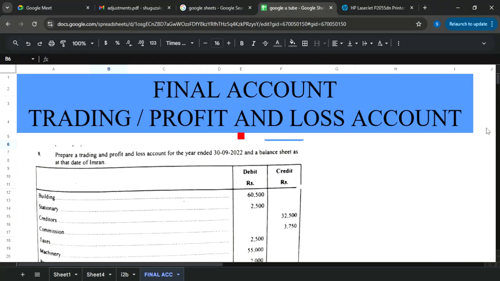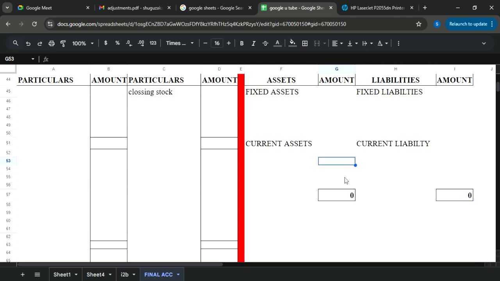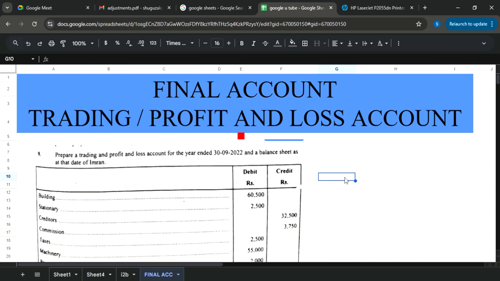Today's target is to solve question number 9. The chapter we are dealing with is final accounts, which includes the trading and profit and loss account. Since in the last question the balance sheet was not asked, but we have made it in a similar way. Look here: prepare trading and profit and loss account, left page complete, and a balance sheet. So here it is clearly mentioned that we need to make our balance sheet as well. The proforma is ready, and now we are going to start our question.